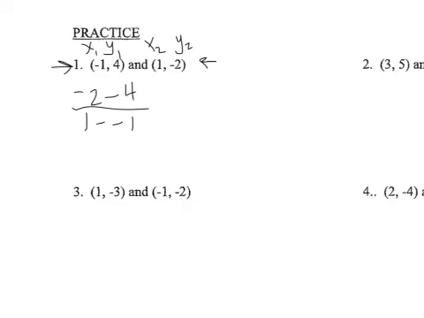minus negative 1. Now anytime you have a double negative, you're going to make it into a plus. So negative 2 minus 4 is negative 6, and 1 plus 1 is 2. And the great thing about slope is that you never have to reduce the slope fractions. So you can just leave it as negative 6 over 2, because that is motion, and it tells you that on your graph, you're going to go down 6 units and over 2 to the right. That's what it tells you.